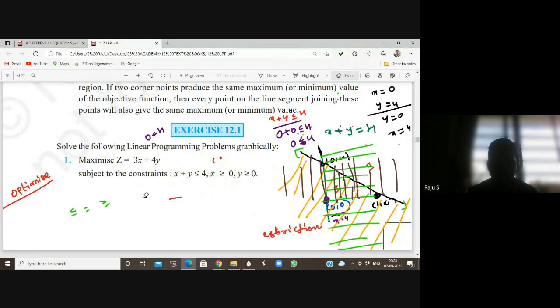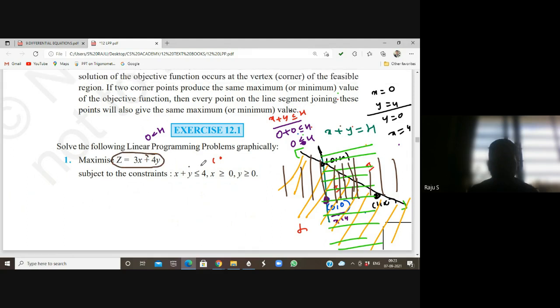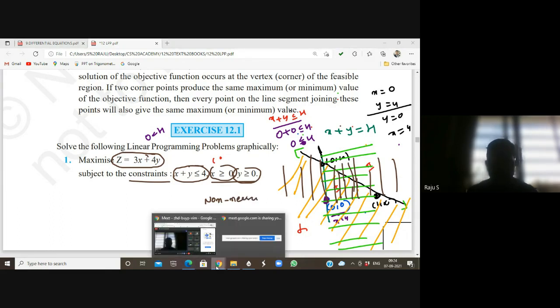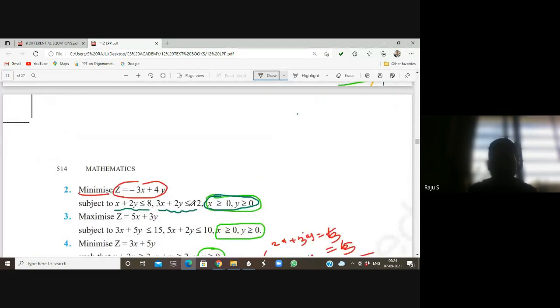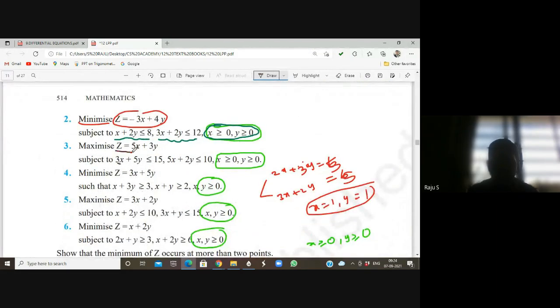To maximize, first we have to find the required region, the common region for all the constraints. Remember that this is called the objective function. These linear inequalities are called constraints, and x greater than or equal to 0 means x can take only positive values and y can take only positive values. This is called non-negative restrictions. First you should identify the given constraints. Coming to your given objective function, 5x plus 3y, here they again ask to maximize. The next question is minimize. So these are the objective functions.